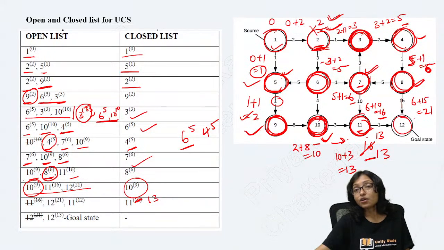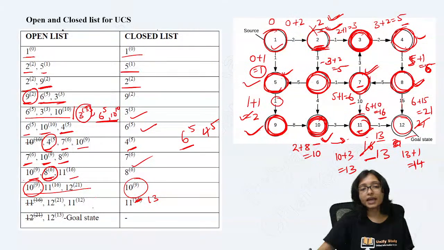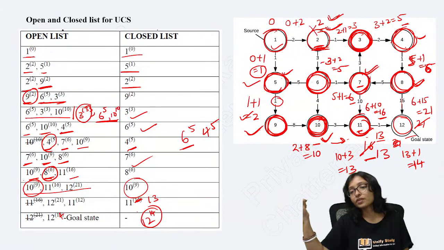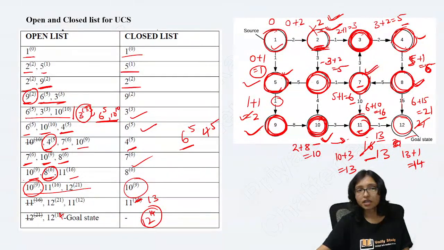Yes. Now this one was 21. This is also updated now because this one will be updated to 13 plus 1, that is 14. So now 12 will be updated to 14. So that's why the final value of 12 will be 14. In this way we will reach the goal node.